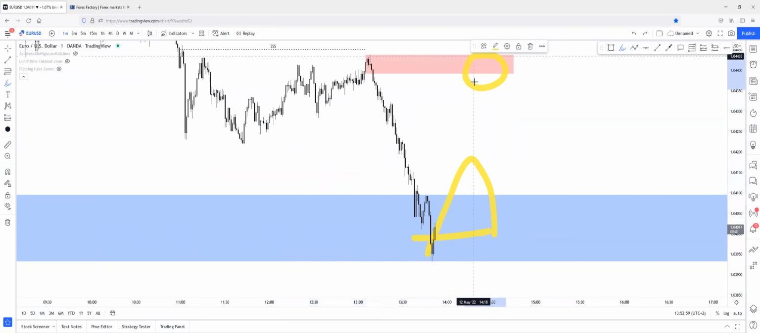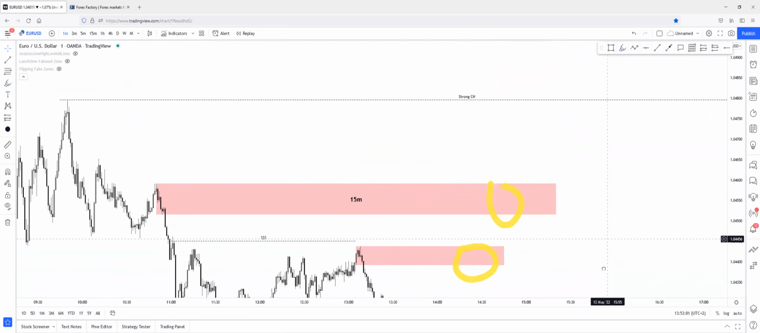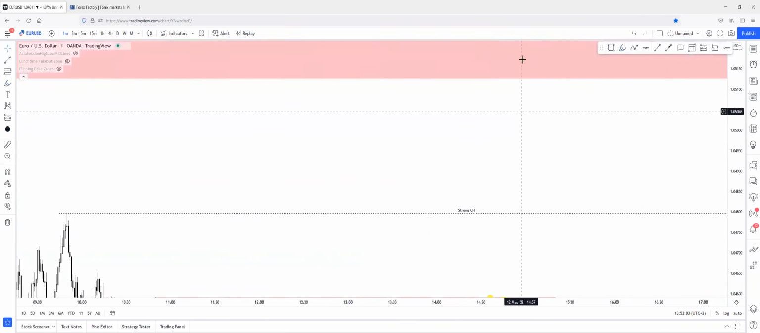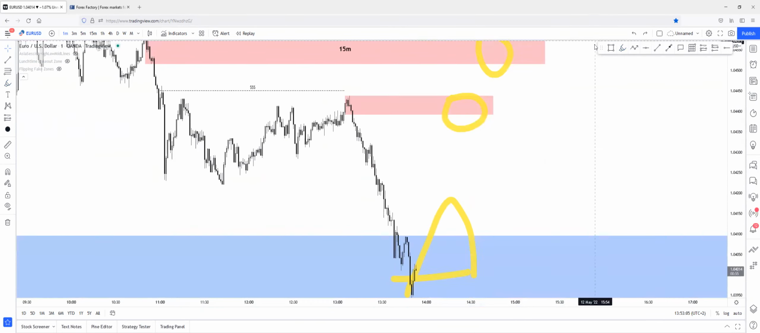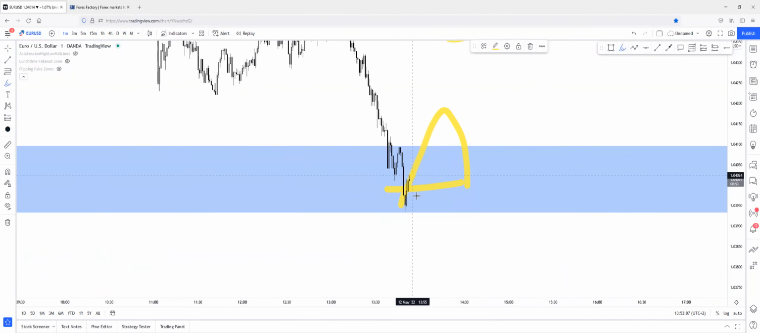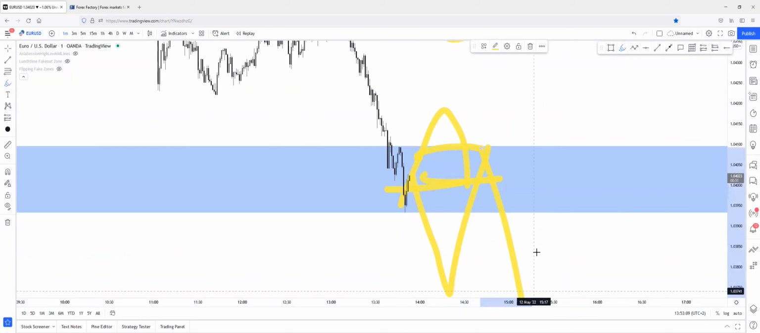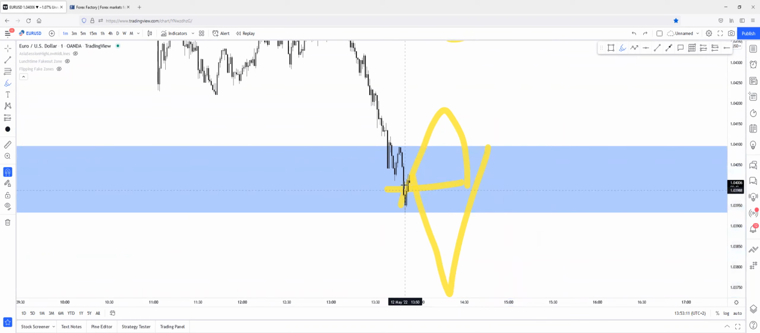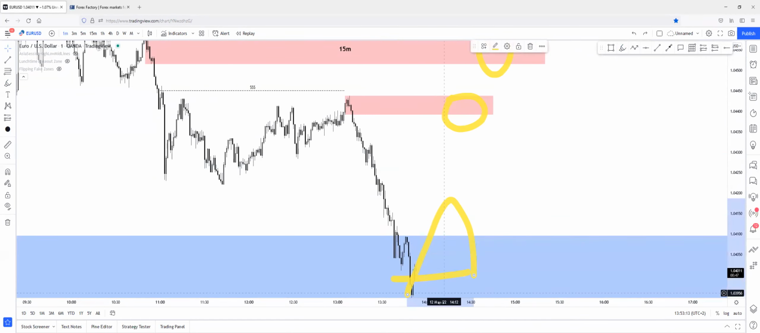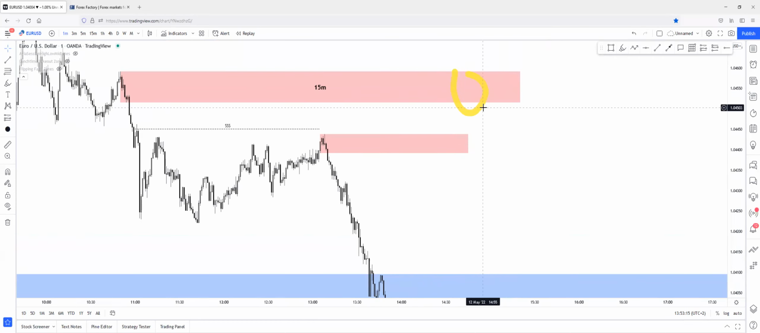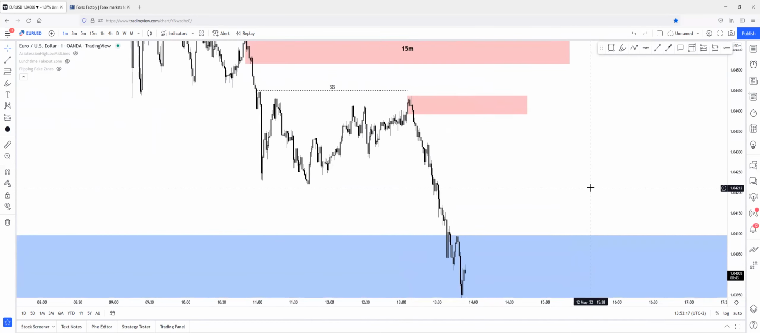Just wait for a tap of this zone, or wait for a change of character right here, or wait for a break of this zone. And if the break of this zone happens, you'll be able to wait for a confirmation once again, and I will send you the markup updates. But that's all you have to do in this session. Basically, just wait for a clear confirmation.